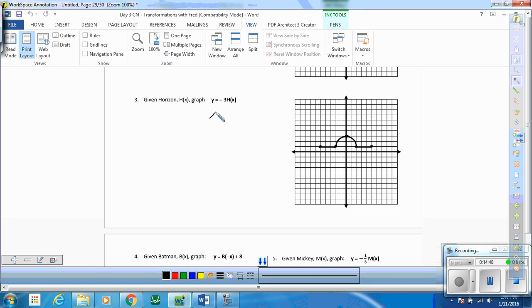Now, there are still 2 things going on here. This negative outside is going to reflect over the x-axis. The 3 is going to give us a vertical stretch. So it is still two things that are going on. So I'm going to go 3 times the distance on the other side. So if I just reflect it and move everything 1 away on the other side, 3 away on the other side, 1 away on the other side, and 1 away on the other side, that's just the reflection.